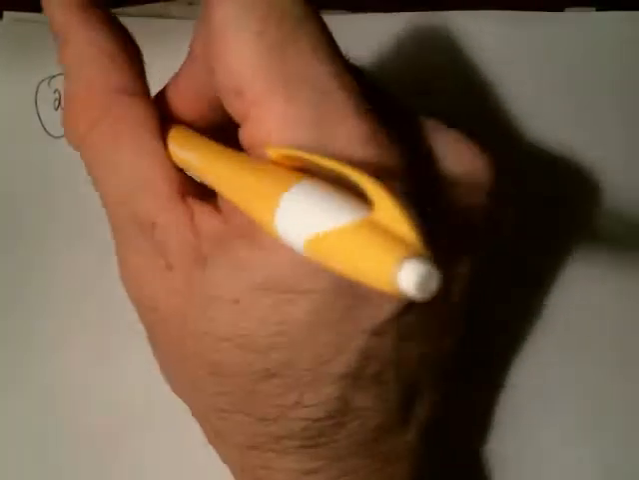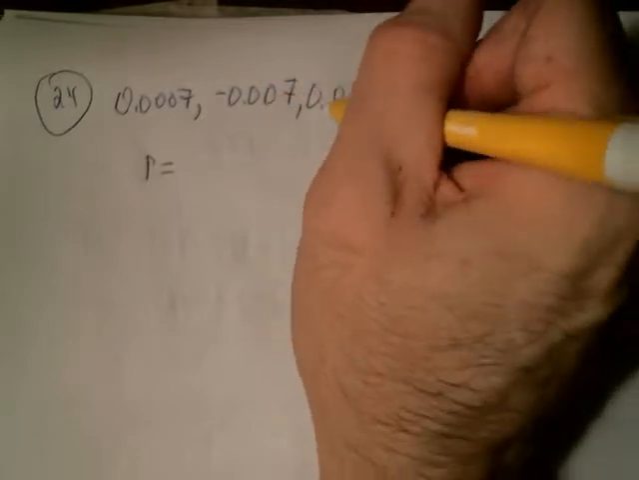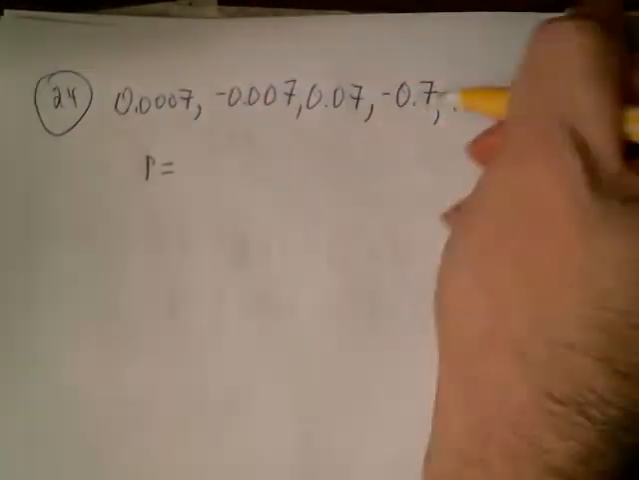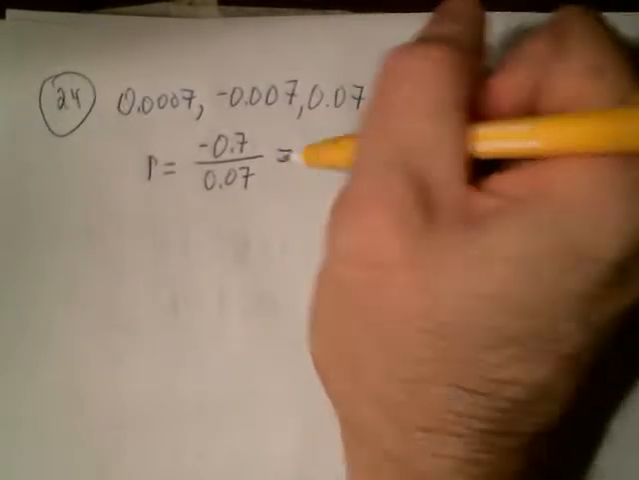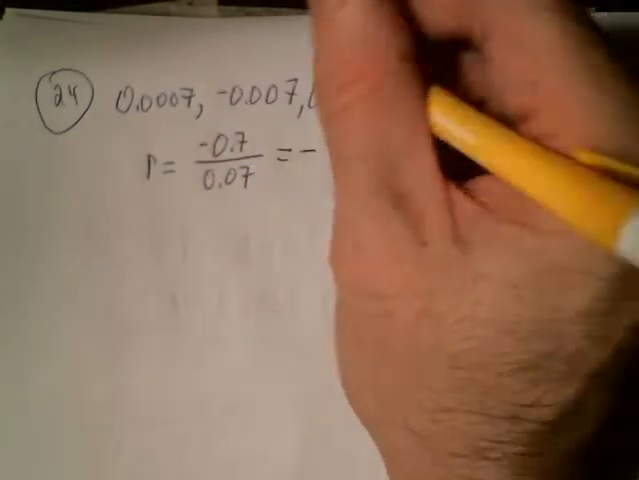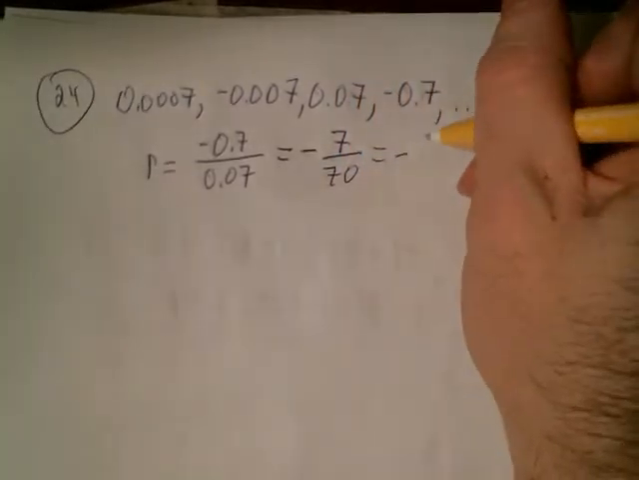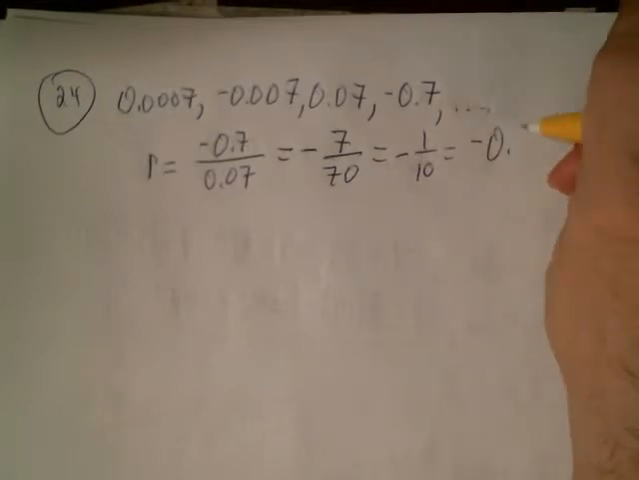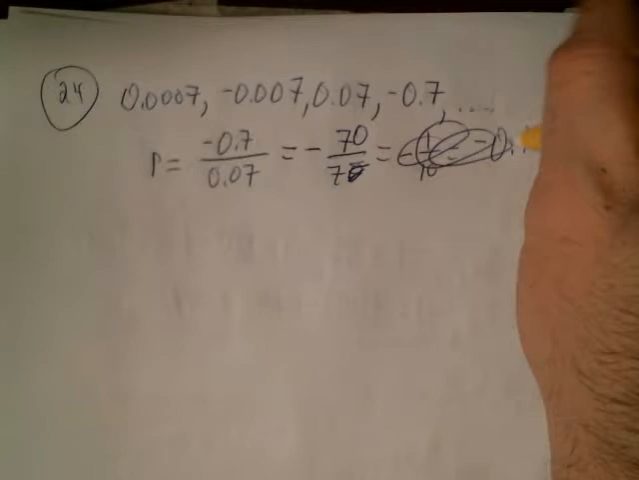And then we want to do our common ratio, so we need the r factor. Take 2 consecutive terms and divide them. I'll just take the later ones, negative 0.7, and divide it by 0.07. So this will be negative. Oh, whoops, did I do that the wrong way? Yeah, sorry. This would be 70 and this would be 7. So it's just going to be negative 10. Sorry.